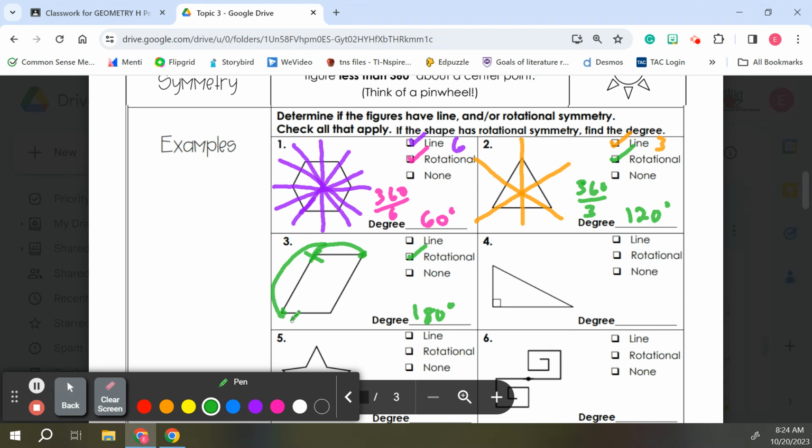All right, let's take a look at number 4. So this definitely does not have any lines of symmetry. Now the rotational symmetry, again, if I picked a point and I rotated it here, that's not going to map, right? If I rotated it to here, that's not going to map. It's going to rotate back to here, which means that's a whole 360-degree rotation. So this does not have rotational symmetry. So this is just none.